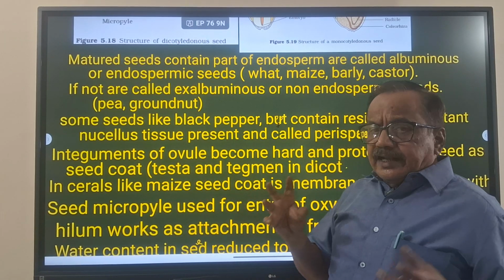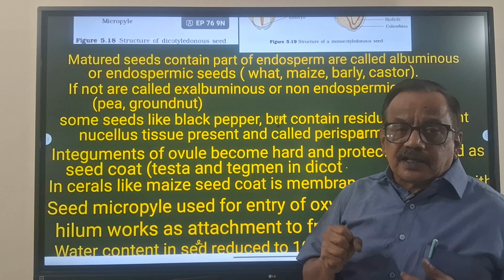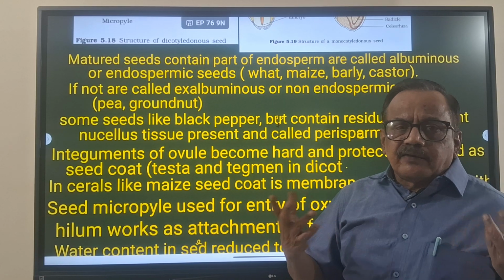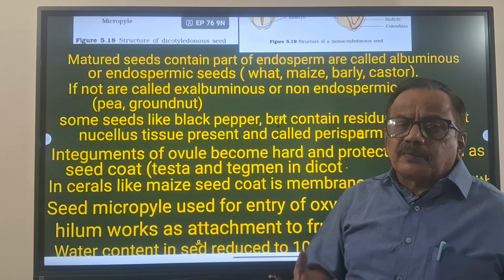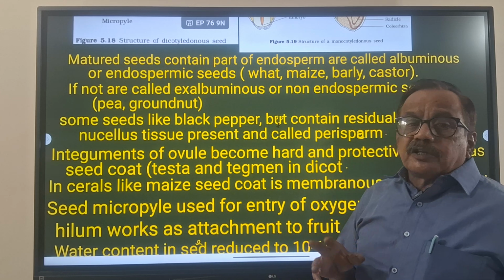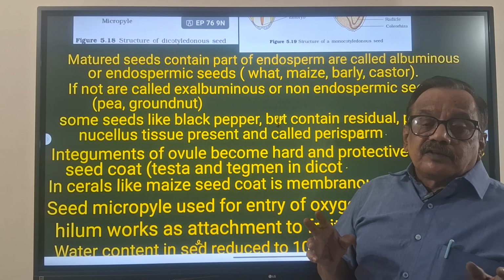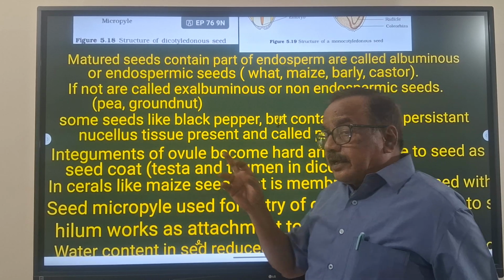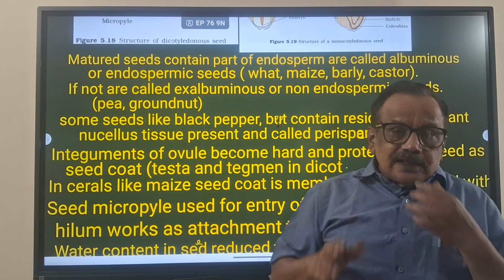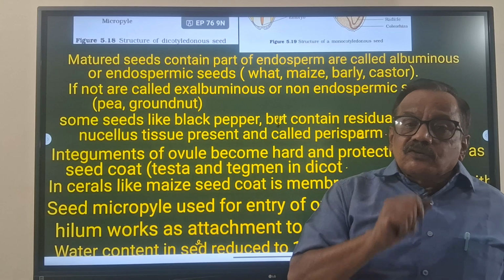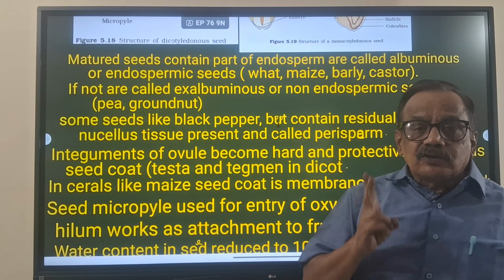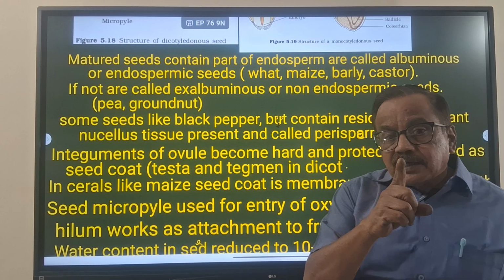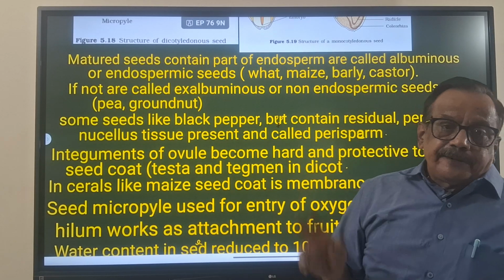And the seed coat is very hard because it protects the seed from environmental conditions, wherever the seed goes and falls. It gives protection, and it can withstand so many years also. Next, the seed coat in dicots has two layers, a testa and a tegmen. Both are present in the morphology chapter.